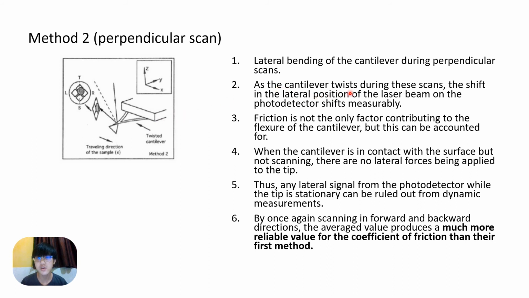Okay, so you will get a shifted photo detector, and over here you can see that the explanation said that the friction is not the only factor contributing to the fracture of the cantilever. Basically the most important part is that the average value produced a much more reliable value for the coefficient of friction compared to the first method. So these are the two methods they are using to calibrate. One is parallel scan, one is perpendicular scan.